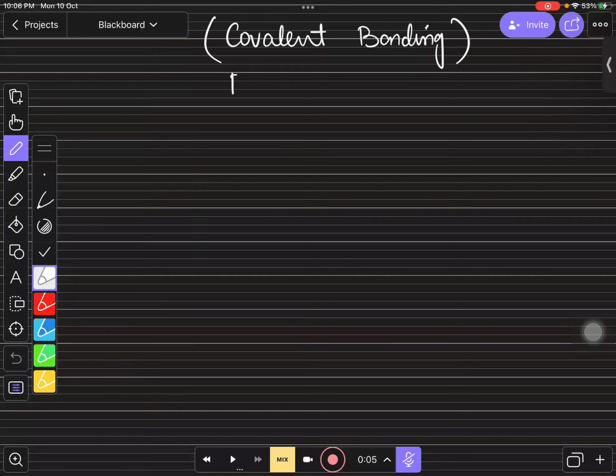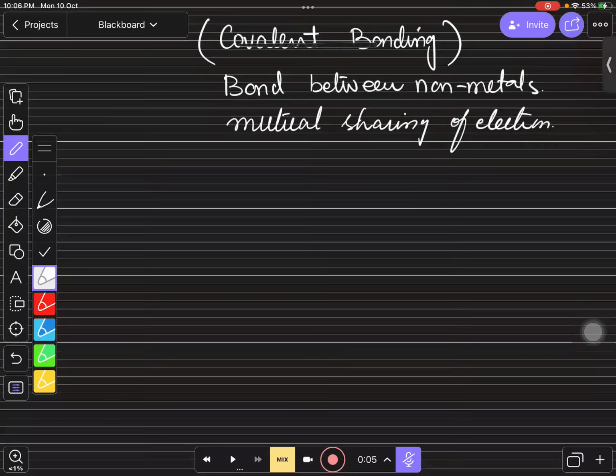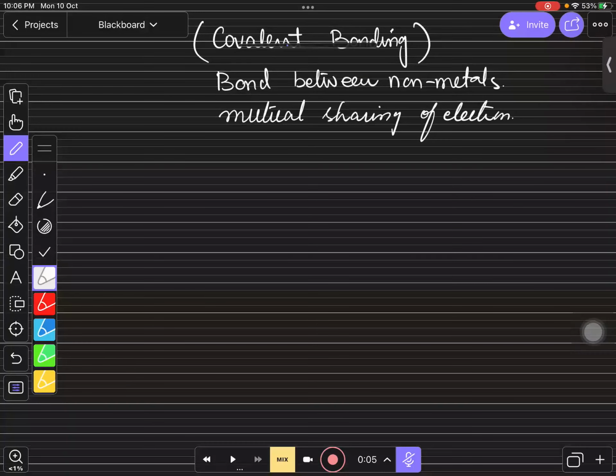It is a bond between non-metals, and the non-metals may be the same or different as well. And it is actually mutual sharing of electrons. Mutual sharing means the same number of electrons will be shared from both sides, right? You need to remember this, that this is actually mutual sharing of electrons. The same number of electrons will be shared from both of the sides, right?